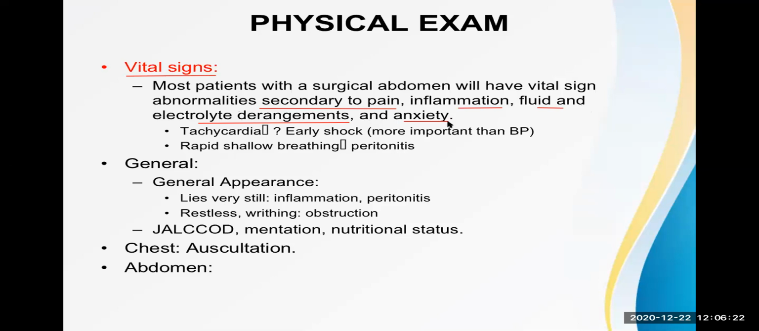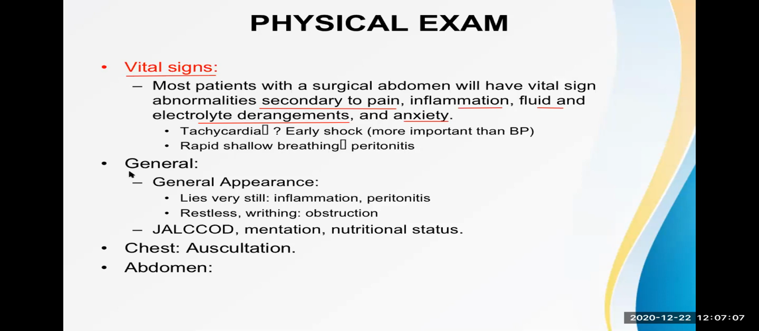So there may be tachycardia, there may be hypertension, an increase in blood pressure, or if too much fluid is lost, then there is hypotension as well. There may be faster breathing, and there may be a rise in body temperature. These are called abnormalities of the vital signs. We don't need to explain much. Every student knows that. Tachycardia is seen in early cases of shock, more important than blood pressure, of course. Blood pressure will fall only in the late stage of shock. And rapid shallow breathing may be a feature of peritonitis, any type of infection inside the abdomen.